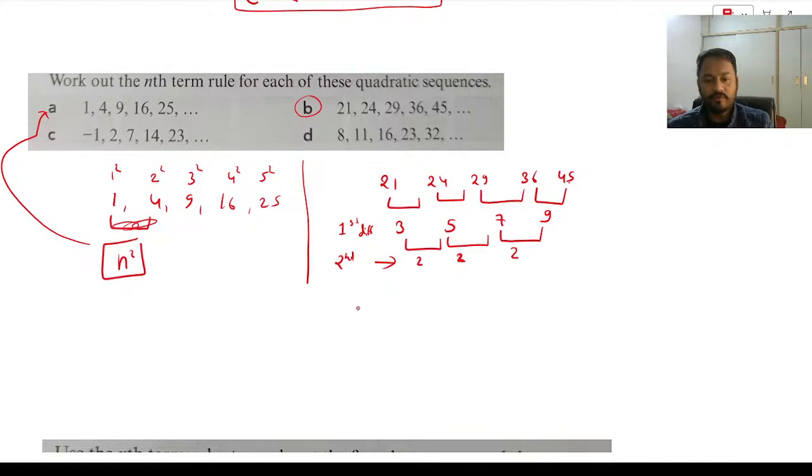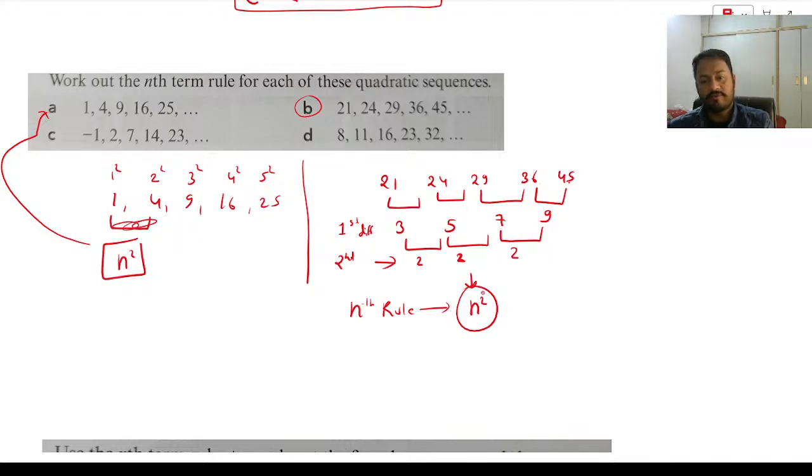Now for the nth term rule, we always have to write n square for a quadratic sequence, and then put n equal to 1 here. Put n equal to 1. If I put n equal to 1, 1 square will be 1.